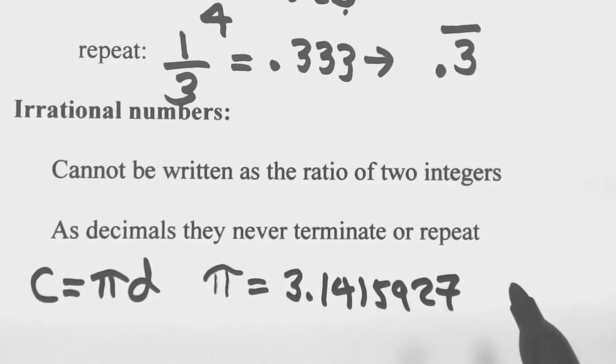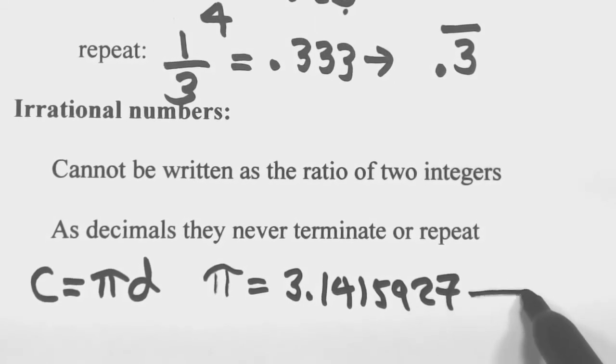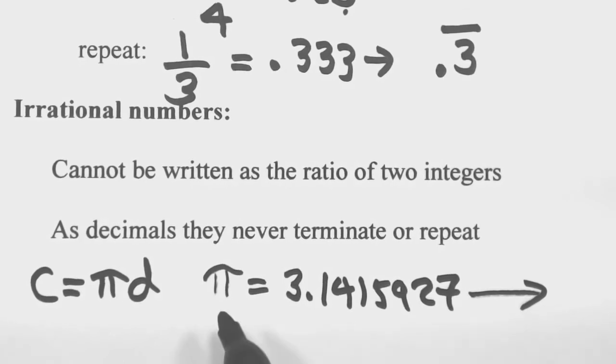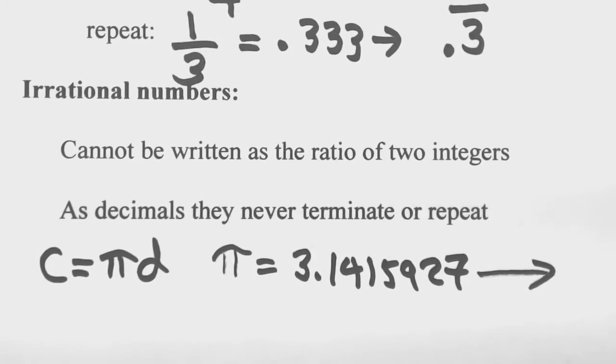3.1415927. That's as far as I remember it. But it goes on forever, never terminates, never repeats. Folks have calculated the value of pi out to millions of digits, and it just keeps going. So it's a classic example of one of these irrational numbers.